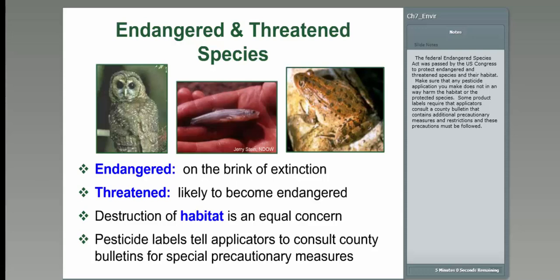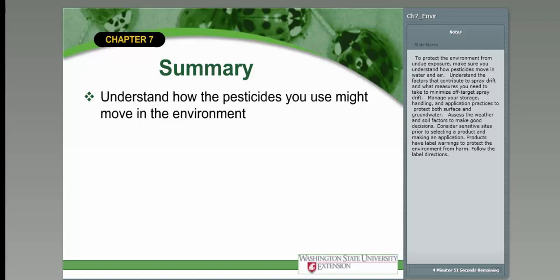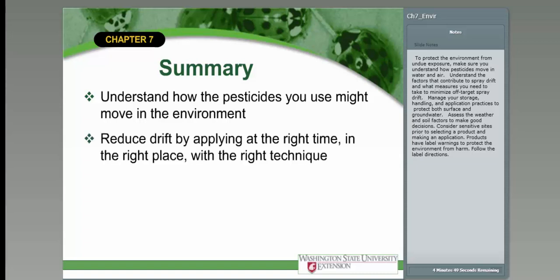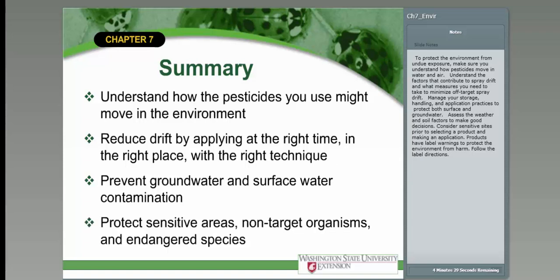To protect the environment from undue exposure, make sure you understand how pesticides move in water and air. Understand the factors that contribute to spray drift and what measures you need to take to minimize off-target spray drift. Manage your storage, handling, and application practices to protect both surface and groundwater. Assess the weather and soil factors to make good decisions. Consider sensitive sites prior to selecting a product and making an application. Products have label warnings to protect the environment from harm. Follow the labeled directions.